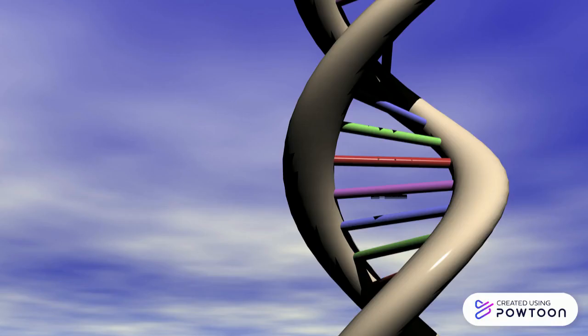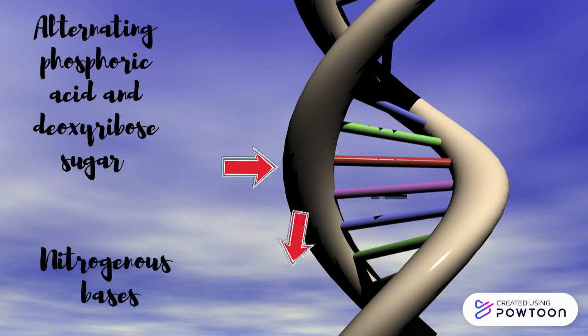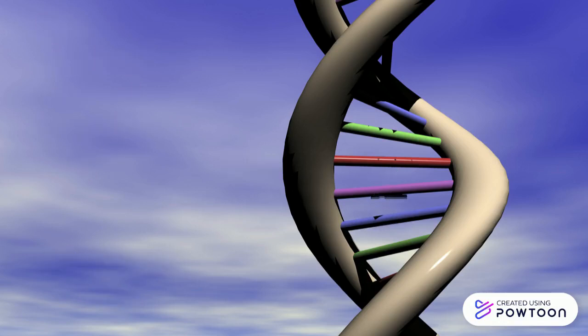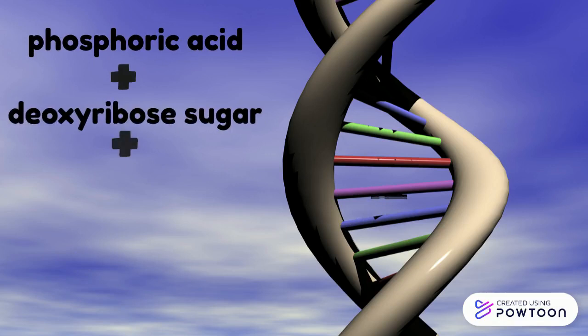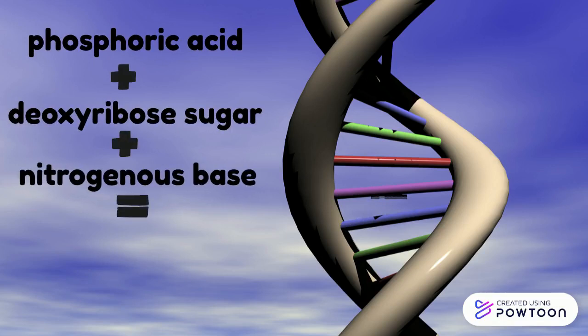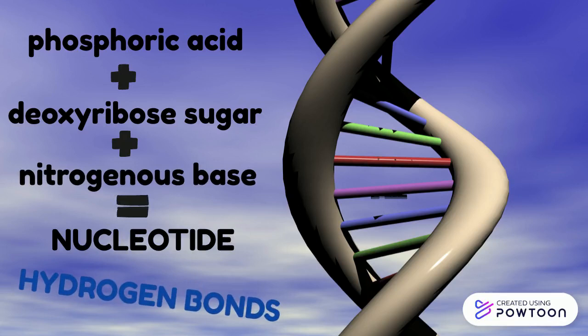Each strand of DNA is made up of alternating phosphoric acid and deoxyribosugar. Moreover, nitrogenous bases are attached in between the strands of alternating phosphoric acid and deoxyribosugar. Moving on, the combination of a phosphoric acid, deoxyribosugar, and one nitrogenous base is called a nucleotide, which is bound together by hydrogen bonds which are weak in the middle. That's why DNA is easily split.